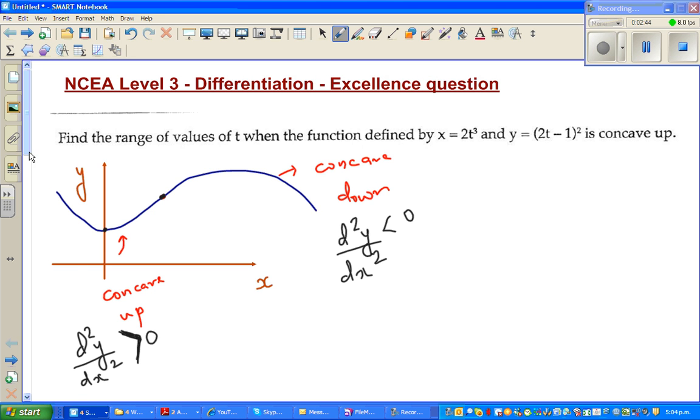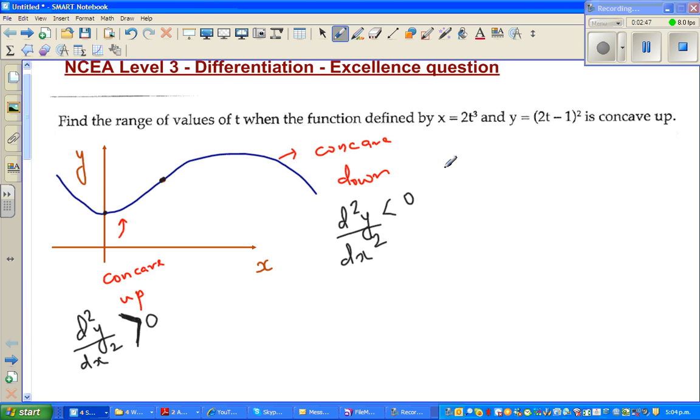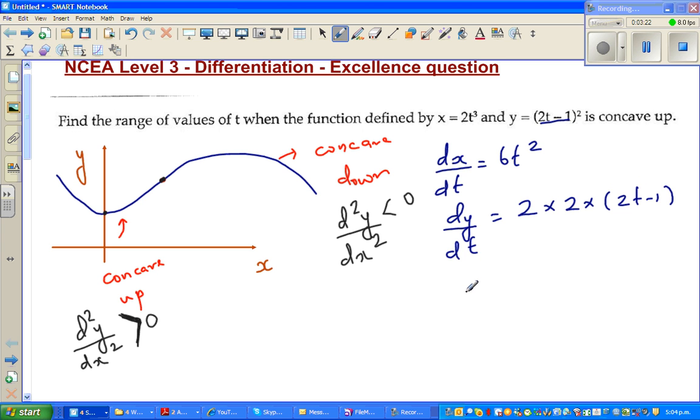First you have to differentiate. First get the first derivative and then the second derivative. So you find dx by dt. You're differentiating with respect to t the function of x in terms of t. So dx by dt is 6t squared. And dy by dt, in the same way, you differentiate the inside first. When you differentiate the inside you get 2 times the outside, that is 2 times (2t minus 1). So dy by dt is 4 times (2t minus 1).